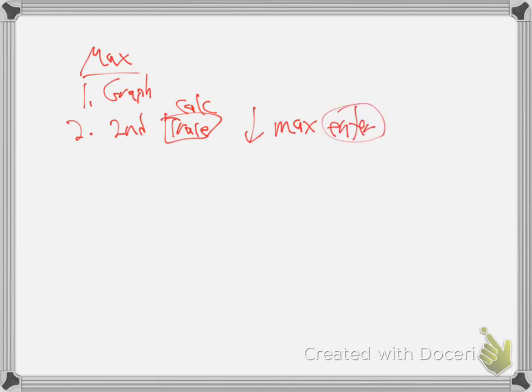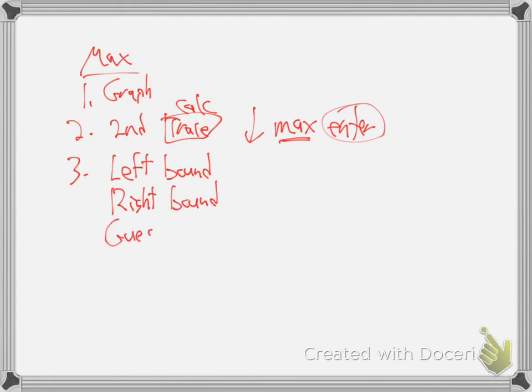So you've got the graph now on the screen. Step 2, hit second, trace, calc. Then you'll see a menu open up. Go down that menu to maximum and hit enter. All right, then you'll get 3 questions. It's going to say left bound, right bound, and guess.